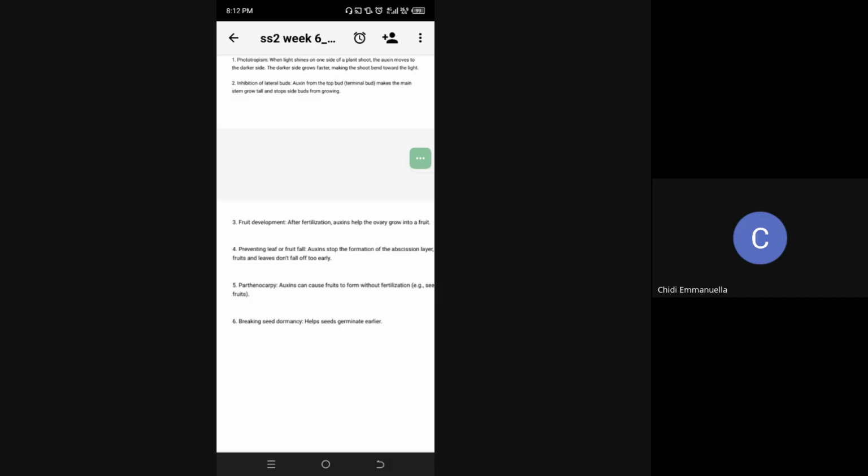So let's continue. Number 3. Fruit development. After fertilization, auxins help the ovary grow into a fruit. So they facilitate the production of fruits. You understand? You know, ovary leads to fruits, formation of fruits, and also ovule leads to the formation of what? What does ovule lead to the formation of? You should know that one now. You must have done it in reproduction, especially reproduction in flowering plants in secondary school.